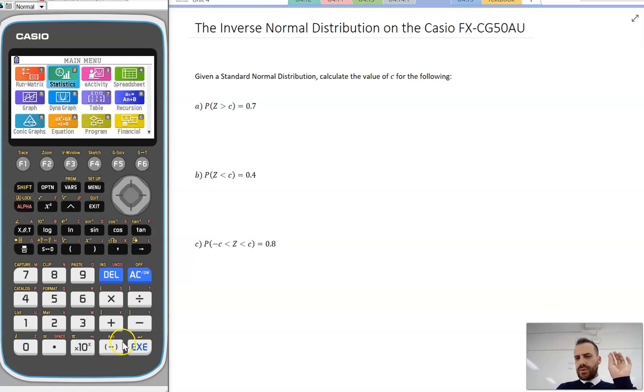All right, so we're going to get through this one really quickly. We're looking at the inverse normal standard distribution. So let's just jump straight into it. The probability that Z is greater than C is equal to 0.7.